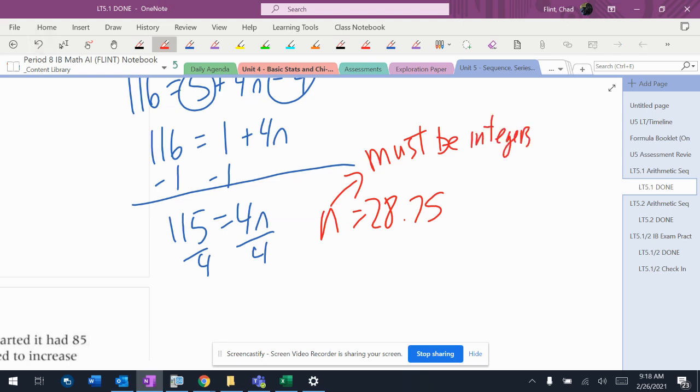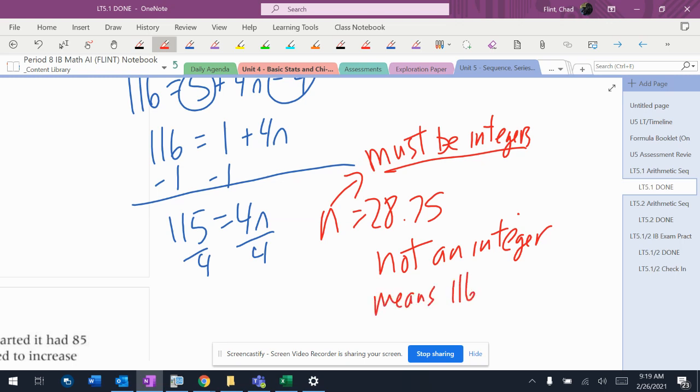And that's because it's the number of the term, meaning you have the first term, the second term, the third term, the 50th term, the 100th term. You can't have the 5.5th term. So you can't have the 28.75th term. So this is not an integer, which means 1/16 is not a term. If you got n equals 28, it would mean 1/16 is the 28th term.